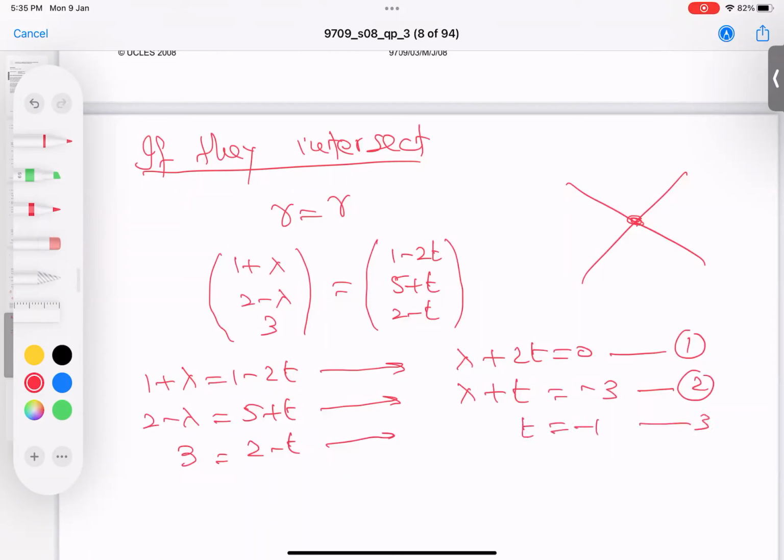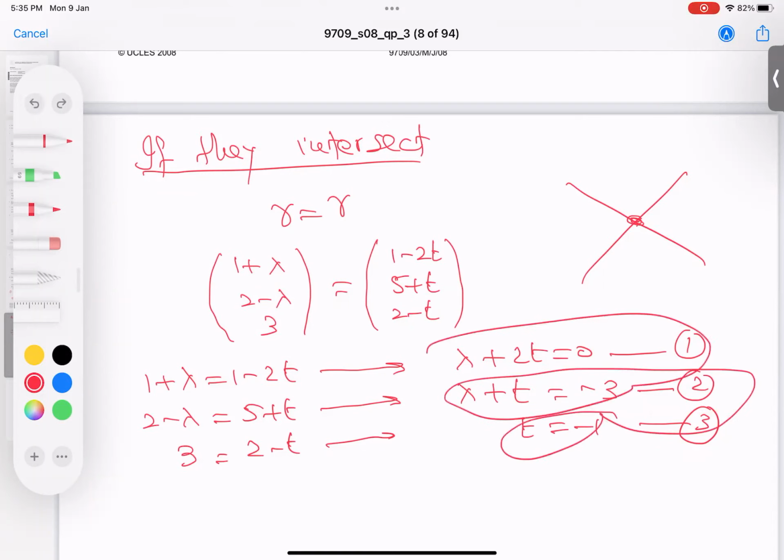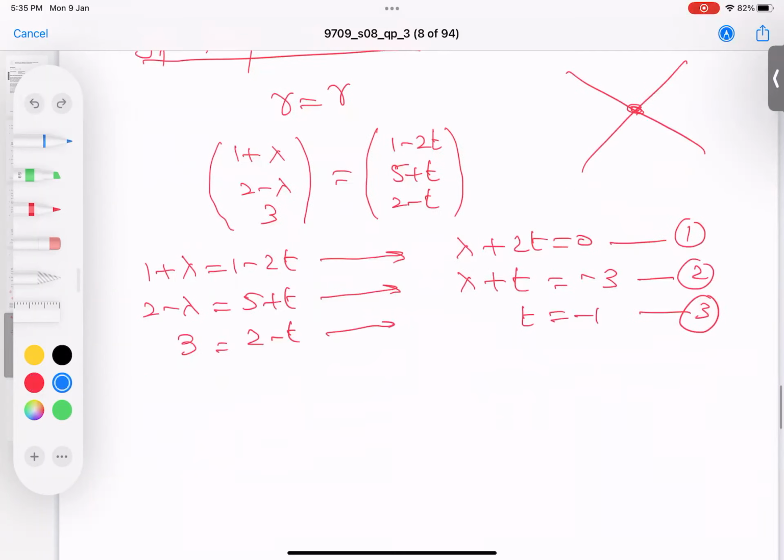So I got the third. Now I will use any two equations and solve for lambda and t. Luckily, lambda t is available. This t value I will use in number 2 or number 1. Okay, I put in 2.